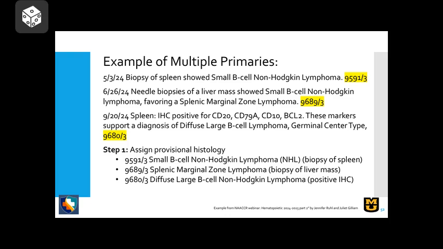So step 1, assign a provisional histology. Small B-cell non-Hodgkin lymphoma, the biopsy of the spleen, is 9591/3. Splenic marginal zone lymphoma, the biopsy of the liver mass, is 9689/3. Diffuse large B-cell non-Hodgkin lymphoma, the positive IHC, is 9680/3.